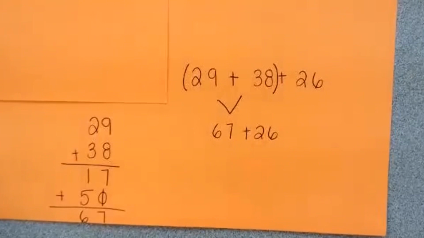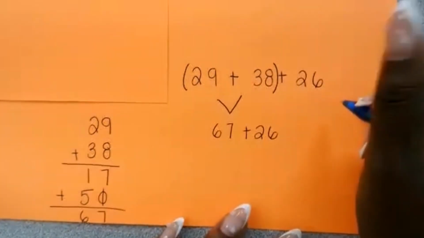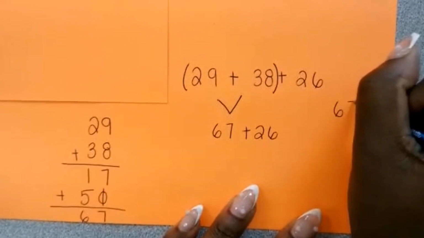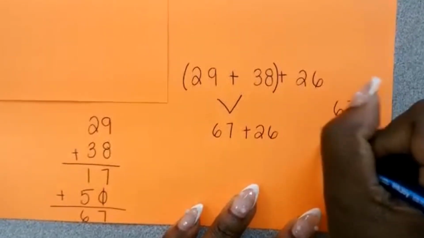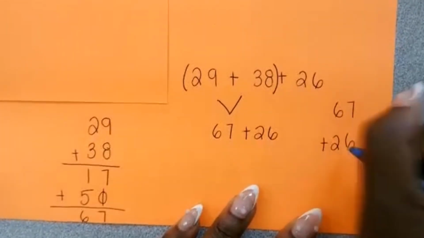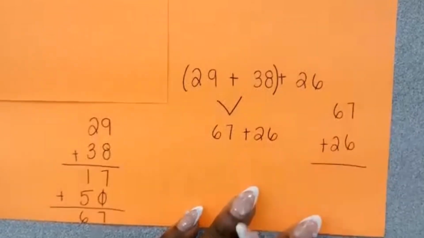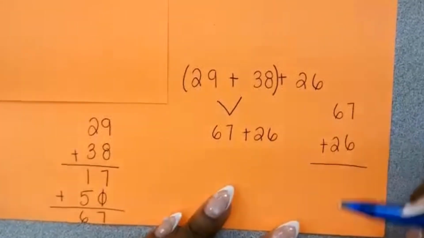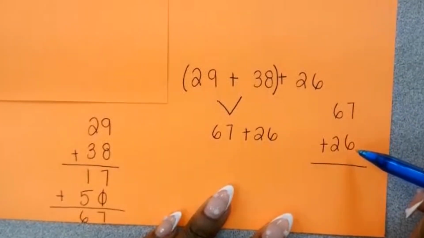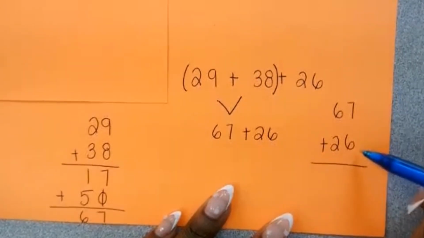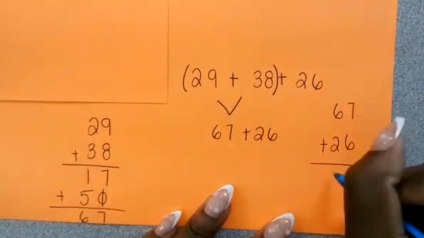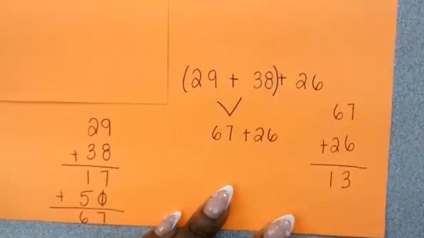So now I have to find the answer of 67 plus 26 in order to know the answer to our entire problem. So I'm going to come over to the side. I'm going to solve 67 plus 26. Help me out, class. We're going to use partial sums. What is 7 plus 6? 13. And what's 60 plus 20?